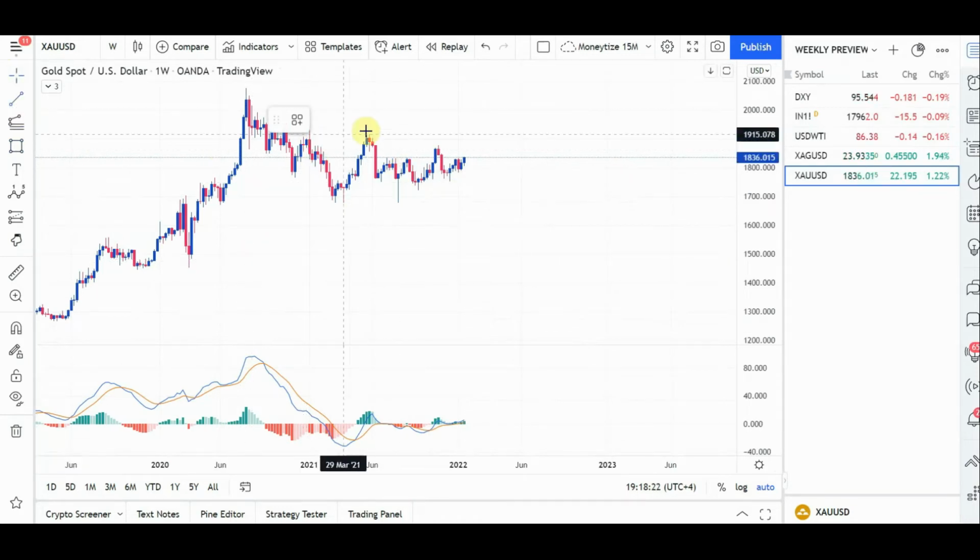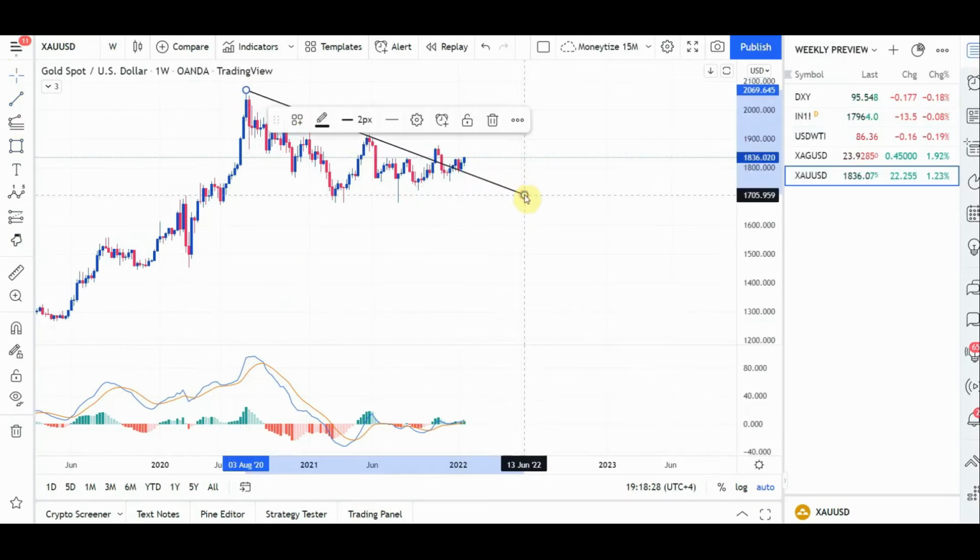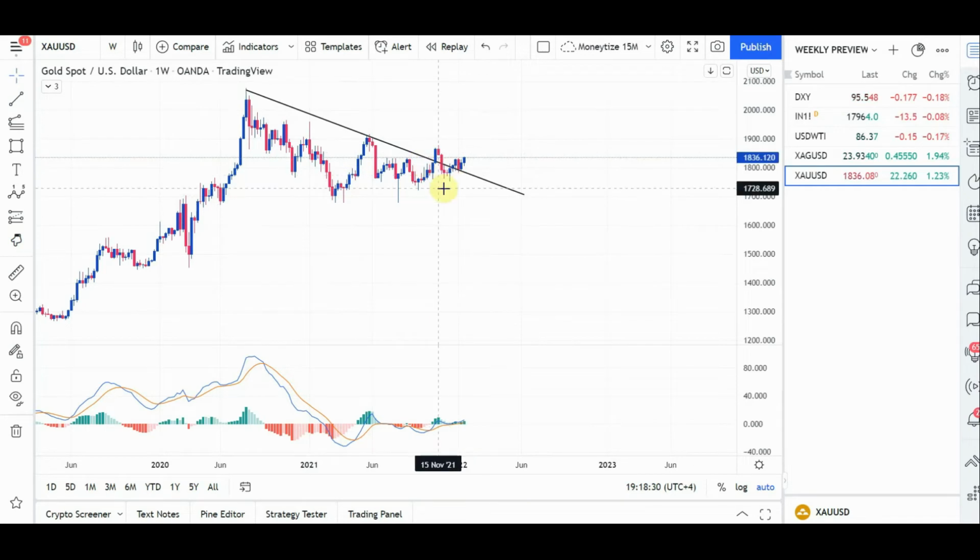XAU USD, if we check from the swing high, it has already broken above with one false break. After this false break, it came back, retested this trend line, made a support around this area, which is 1792, and it's still holding this support and continuing higher.